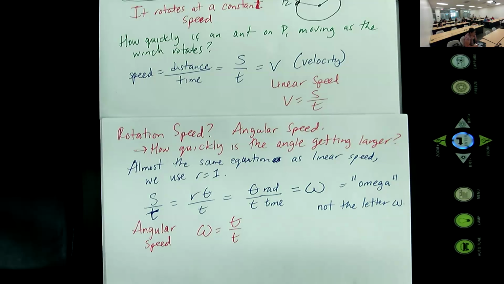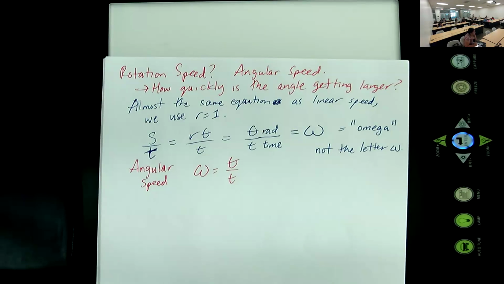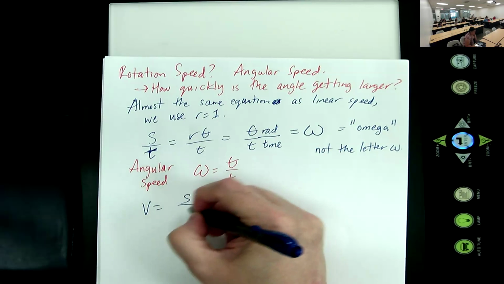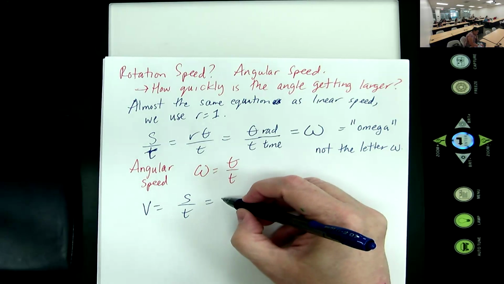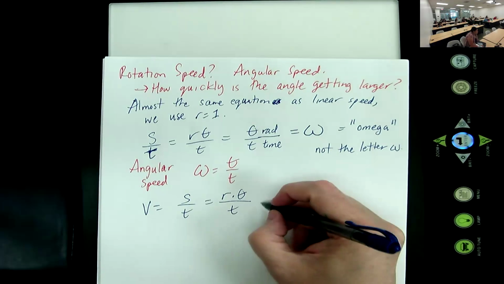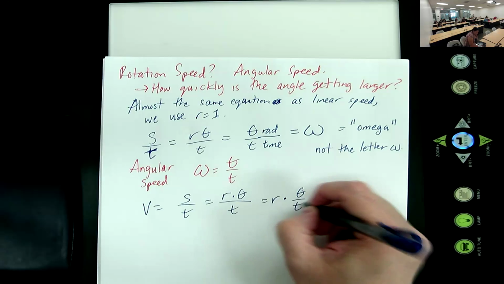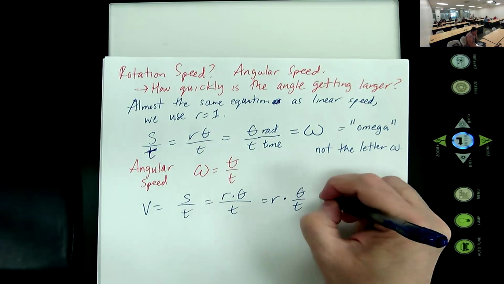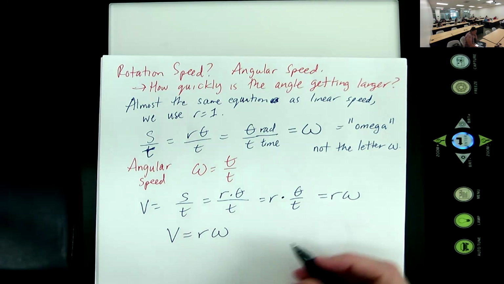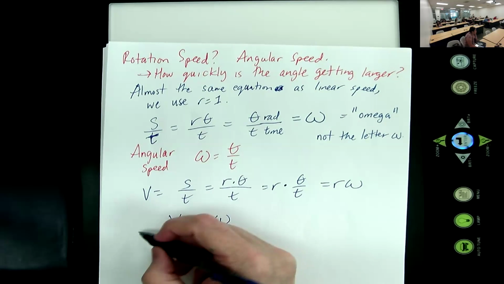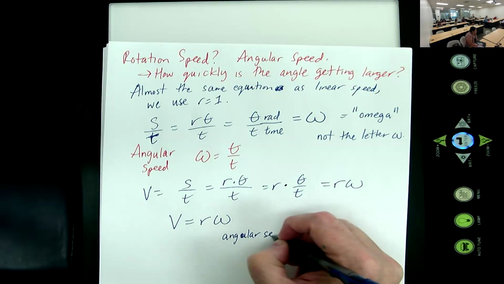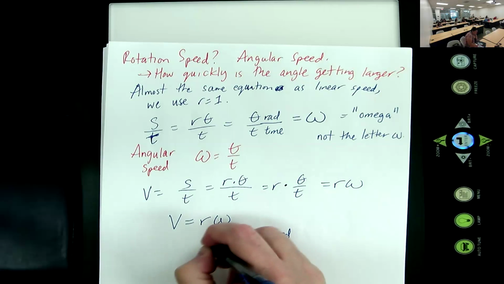So how do these relate? V equals S over T, which is R times theta over T. So R omega. V equals R omega. This converts angular speed to linear speed.